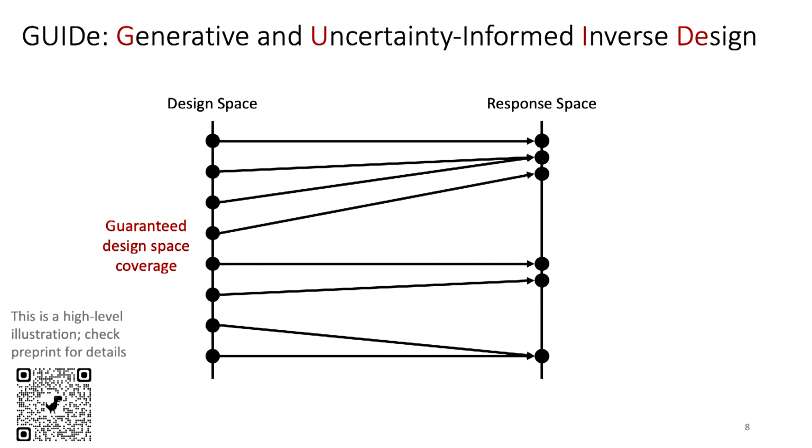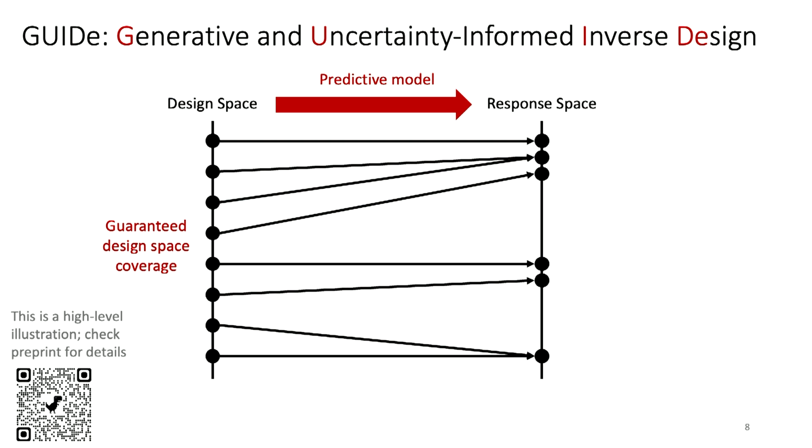So to try to mitigate this problem, we propose a new method called GUIDE, which is short for Generative and Uncertainty-Informed Inverse Design. What we do is as follows. We use the same data set, right? We don't change the data set, but instead of training a generative model, we train a predictive model. By the way, this predictive model is also much easier to train than the generative model.